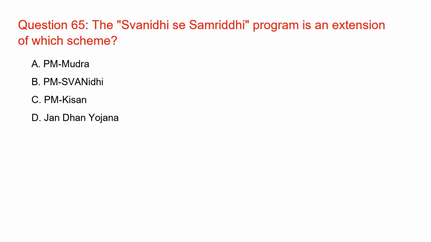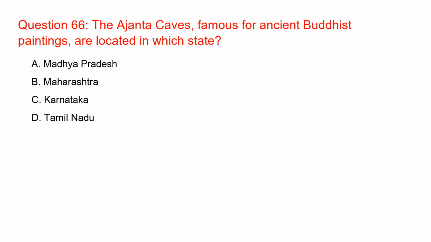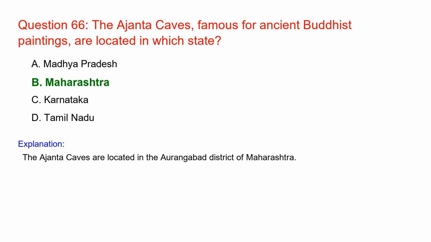The Swanidhi Se Samriddhi program is an extension of which scheme? PM Swanidhi. It aims to provide social security benefits to the families of PM Swanidhi beneficiaries. The Ajanta caves, famous for ancient Buddhist paintings, are located in which state? Maharashtra. The Ajanta caves are located in the Aurangabad district of Maharashtra.